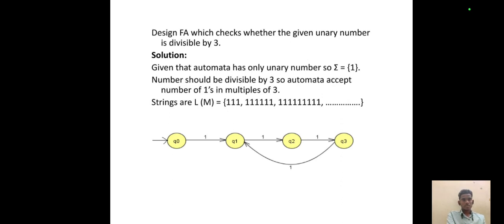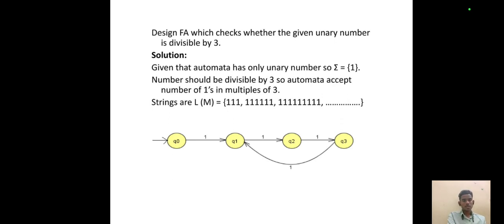Design finite automata which checks whether the given unary number is divisible by 3 or not. Given that automata has only unary number, so sigma is equal to {1}. Number should be divisible by 3, so automata accepts number of ones in multiples of 3. The possible strings are L(M) = {111, 111111, and 9 ones}.